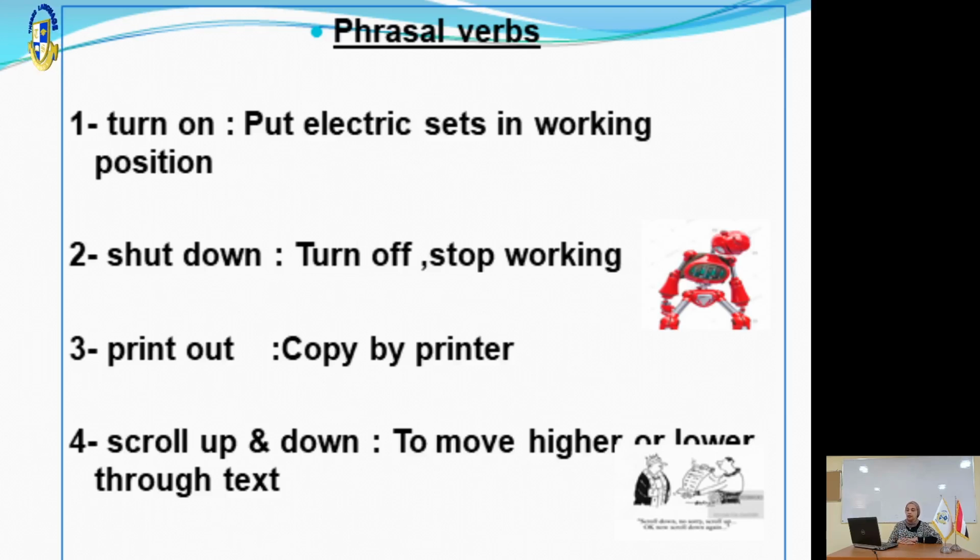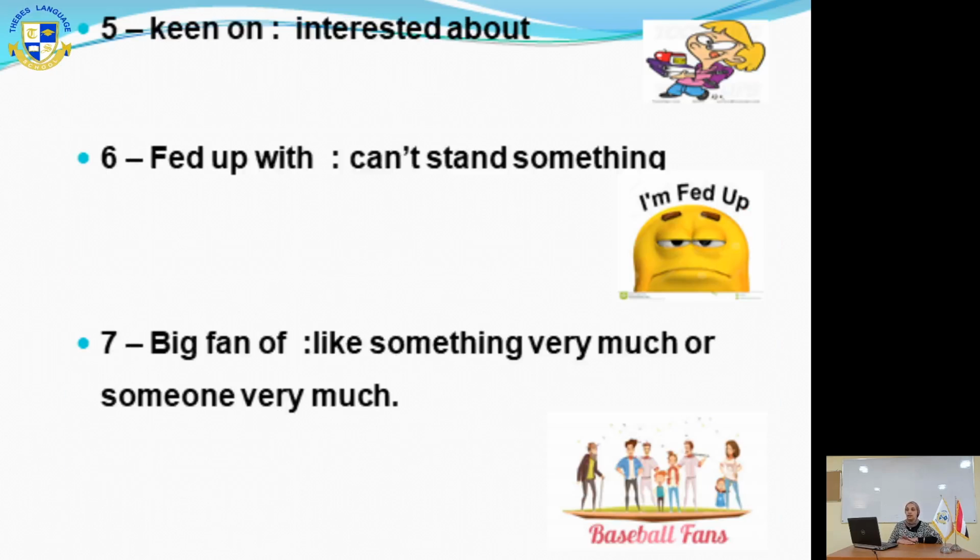Now for slide 8, we have number 5, keen on, and it means interested in. For example, when you are saying, I'm keen on studying, not you of course, maybe a little of you, but you have to be. So keen on means that I'm interested, I like to study all the time. He's keen on sports. He likes to play football all the time. Means that he loves it.